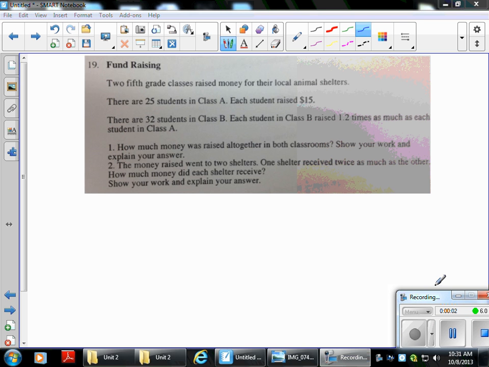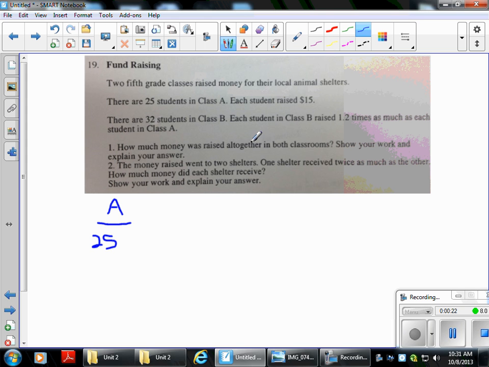This is how you figure out the extra credit problem on the Unit 2 review. This will be on the test, a problem just like this. Two fifth grade classes raise money for their local animal shelters. There are 25 students in Class A, so I'm going to make it Class A right here. We have 25 kids in this class.